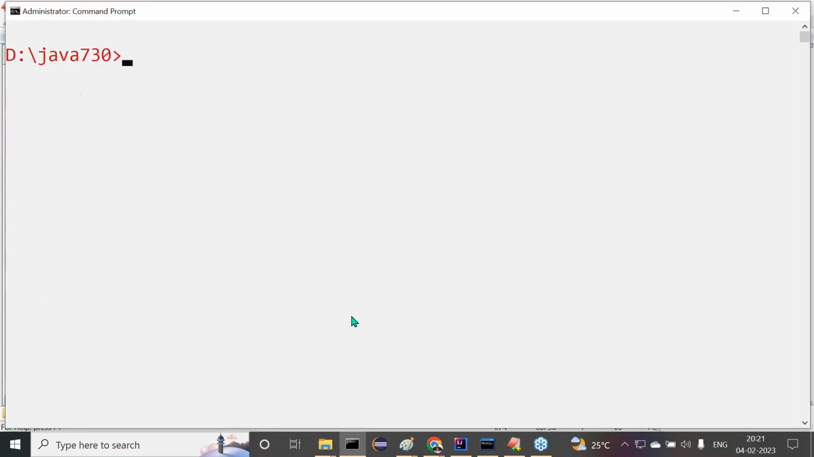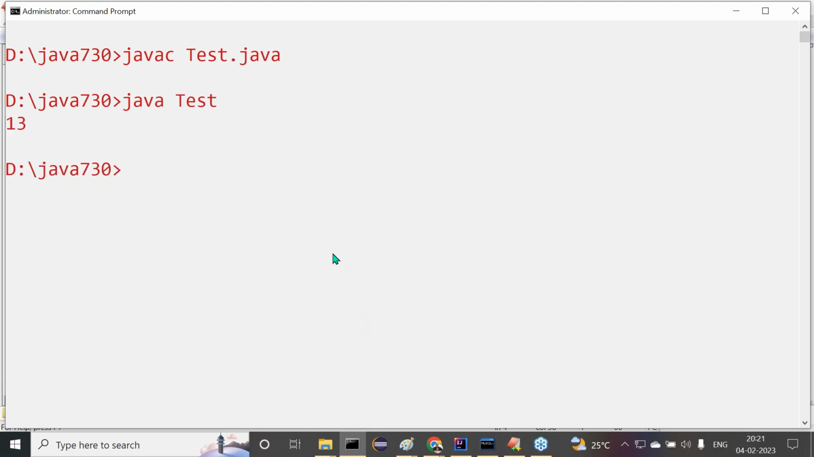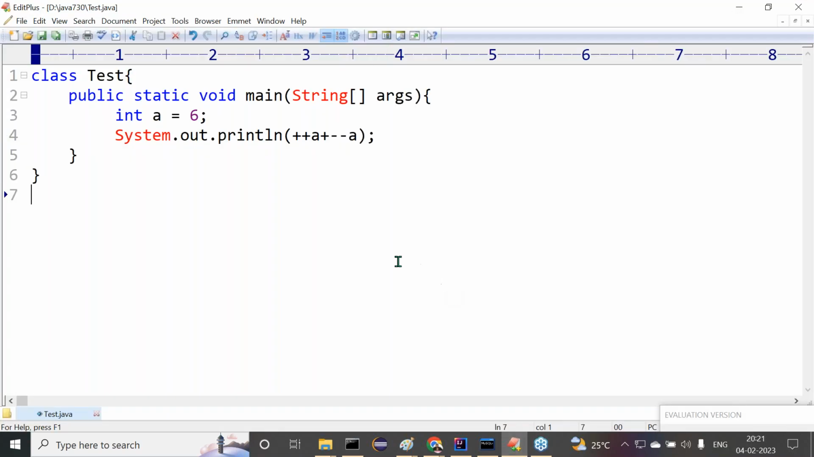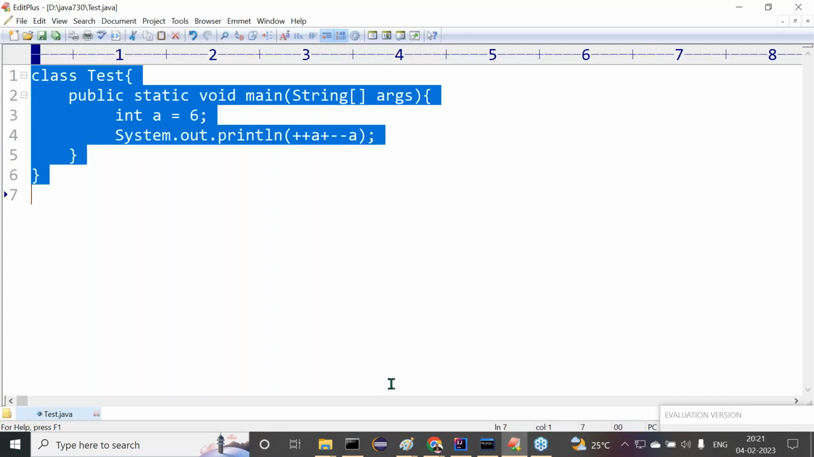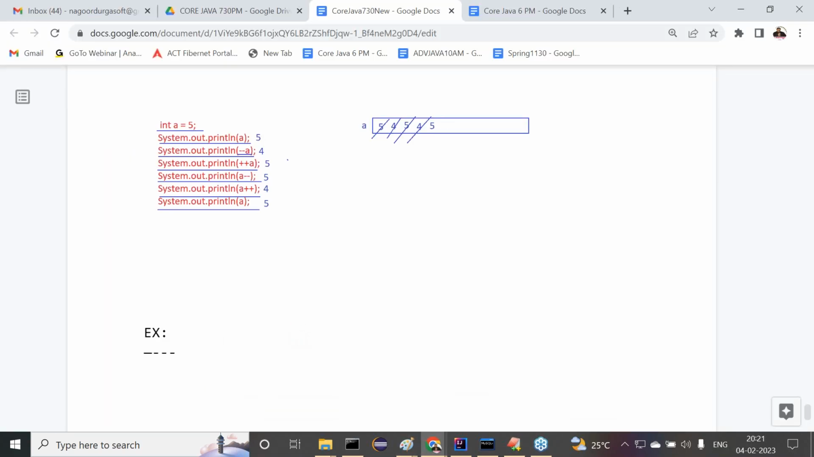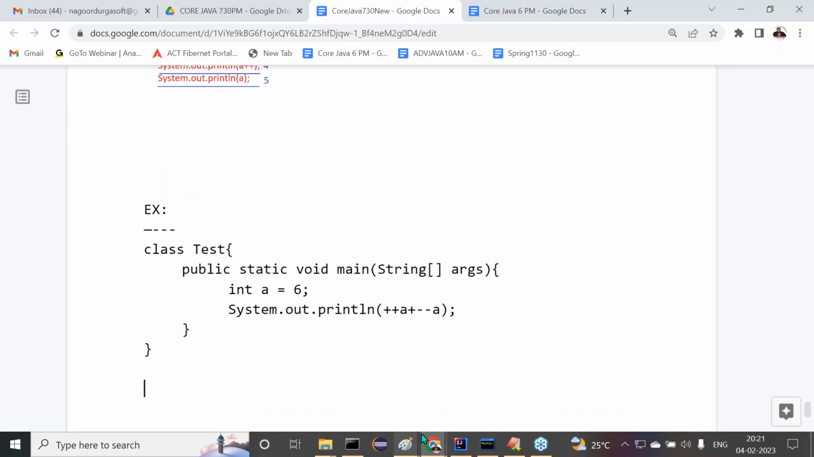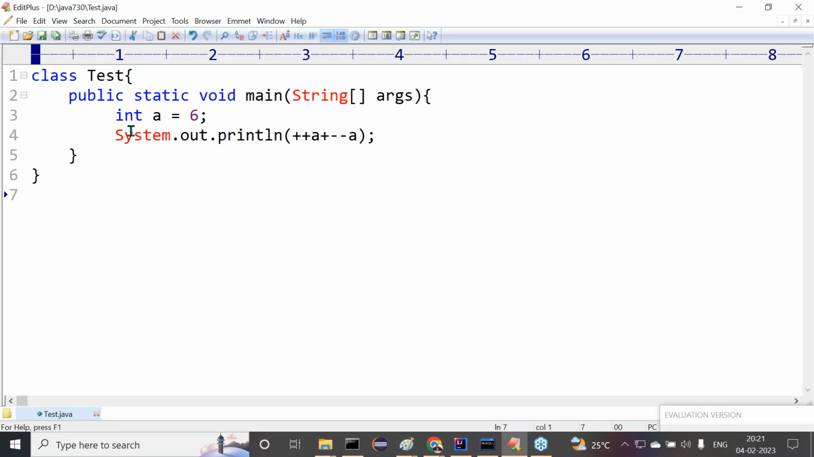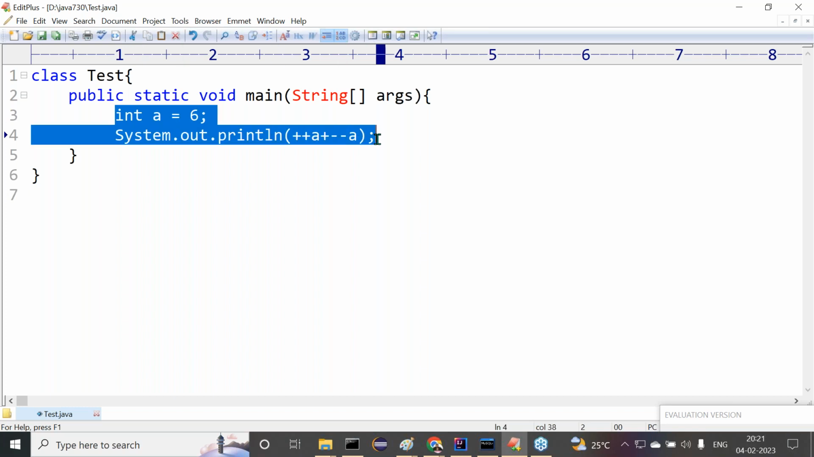Anyway, I think all of you completed this example, right? Let me compile and execute this. javac Tester.java. No compilation error. Java Tester. 13 is the right answer. Now try to understand this. This is the program here. Now I'll explain this to you. Only these two things are sufficient for us.